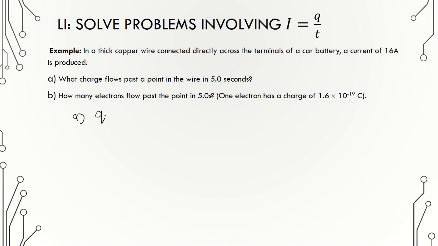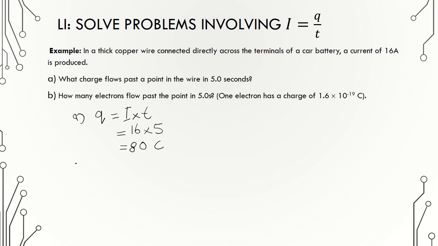If we rearrange that equation, we multiply both sides of the equation by T. So it'll be current times time. The current is 16 amps times 5 seconds. So it's going to be 16 times 5, 32, 64, 80. So it'll be 80 coulombs of charge.